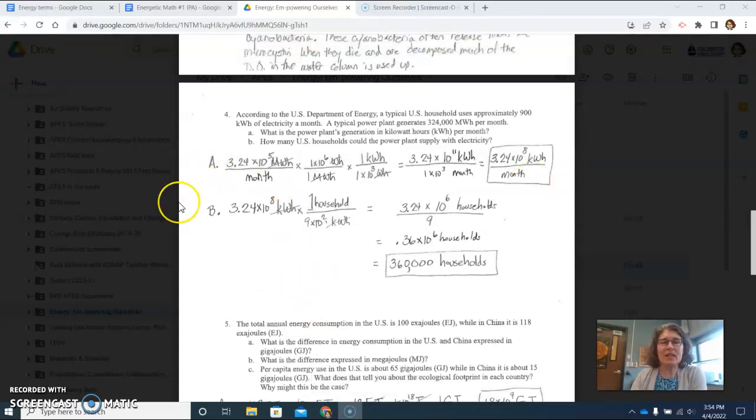For part B, this is asking us how many U.S. households could that power plant supply with electricity? Well, we know that the power plant supplies 3.24 times 10 to the 8th kilowatt hours per month. And we know that a household uses 9 times 10 to the second, or 900 kilowatt hours per month. So I can multiply by that fraction, and we find out that I get 3.24 times 10 to the 6th households divided by 9. Here, again, you can simplify, you can do the math on your own, but that gets us to 0.36 times 10 to the 6th households, or we can further simplify that to 360,000 households.